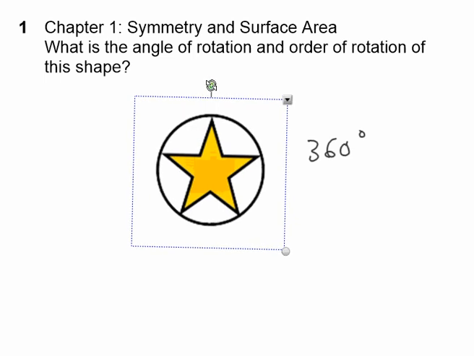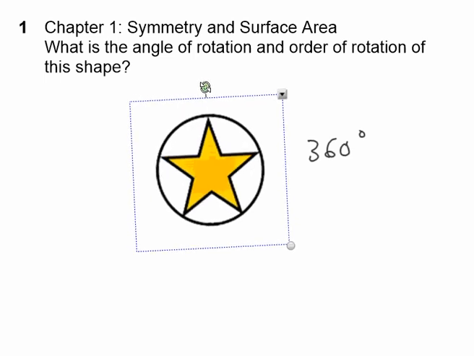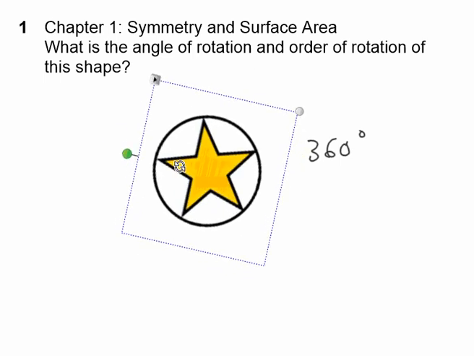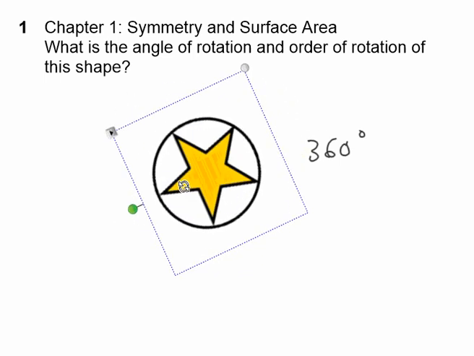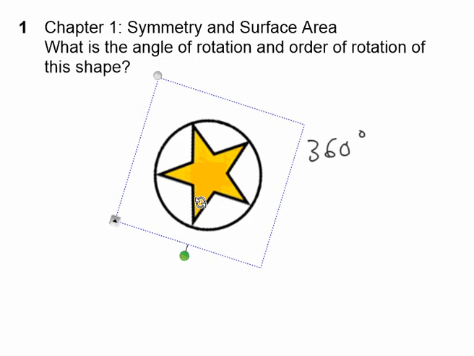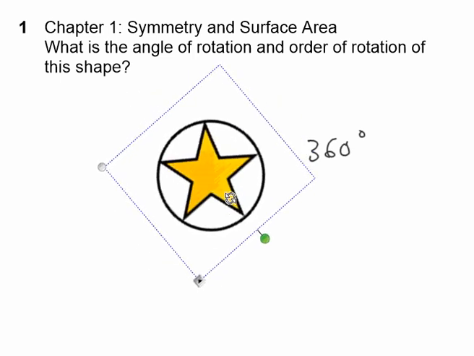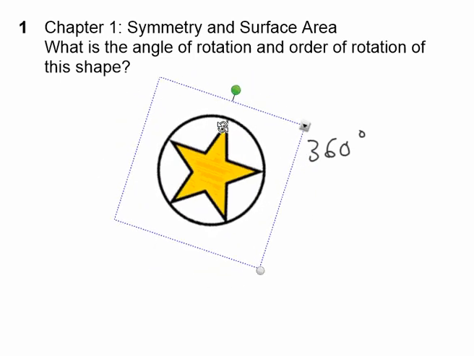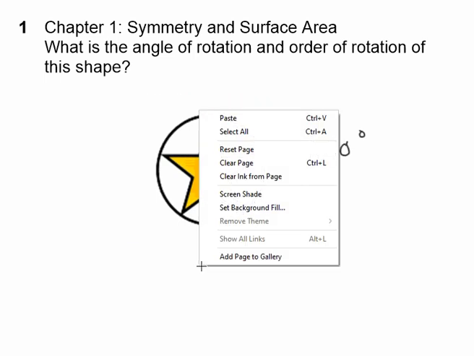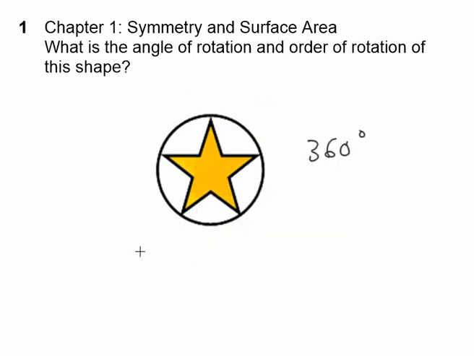The first thing is we're going to call the order of rotation. So if I rotate it that many degrees, I end up with a picture that's identical to what I started with. If I continue rotating it, there it is a second time, a third time, a fourth time, and a fifth time. So as I rotate that shape 360 degrees, the order of rotation is 5, okay? And that just means how many times did it appear as itself as you rotated the image 360 degrees.